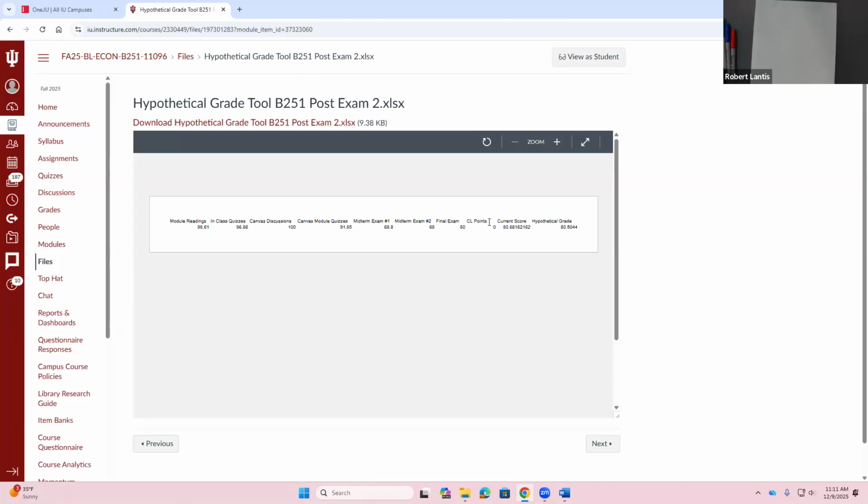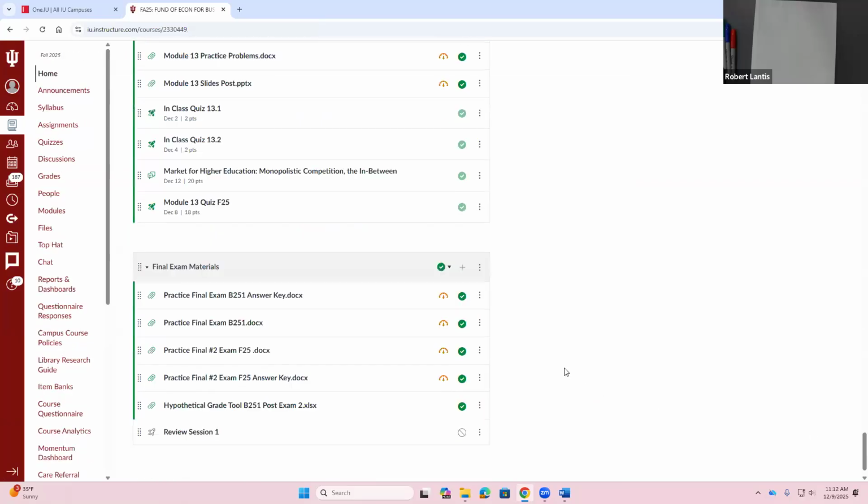So you should know where you stand. You can play around with hypothetical grades on that final exam to then see what your final score in the course would be, okay? So it takes all of those grades you see in Canvas. You can put in hypothetical grades for that final exam. It adds in your CL points and tells you what your final score in the class would be. Okay, so you have that up there as well.